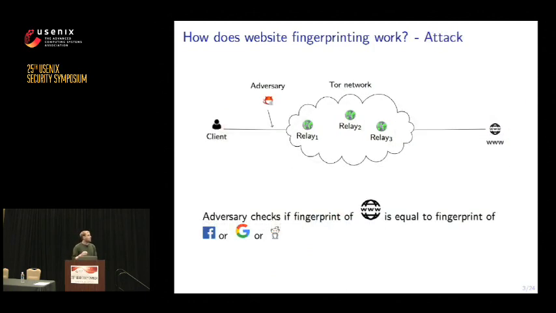And then when a client comes along, the adversary will sit on some link between the client and the entry guard, and just passively collect the client's traffic. When clients browse to more and more websites, it'll create different fingerprints for these websites, and then with some degree of confidence, output whether it thinks the client has visited one of these sites that it wants to monitor. So that's roughly how website fingerprinting works.